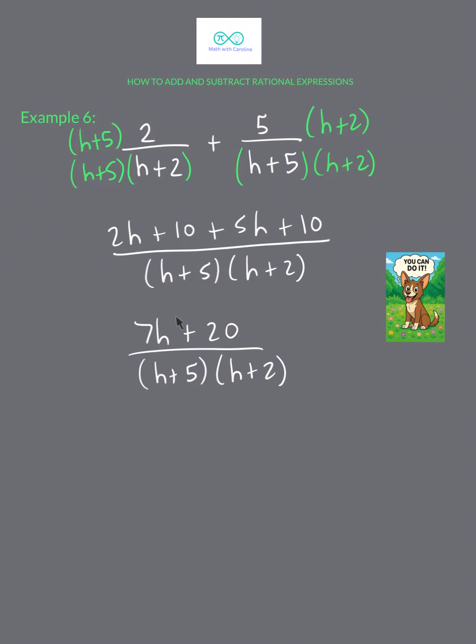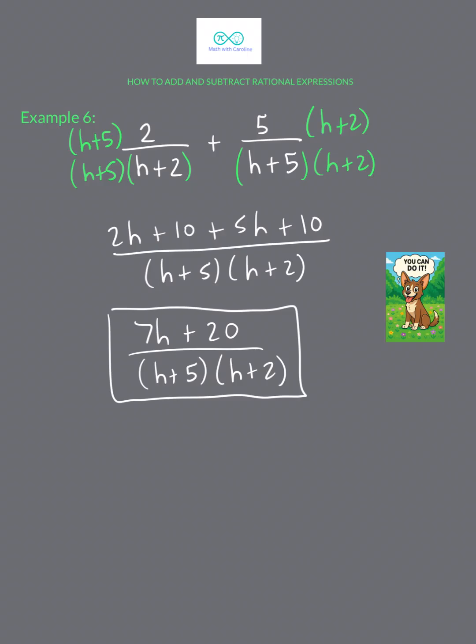To factor the numerator to see if we have any common factors. But are there any common factors between 7 and 20? No. And since this is a linear h to the first power, there's no way to factor this any further. And so we don't have any common factors. So this is our final answer.